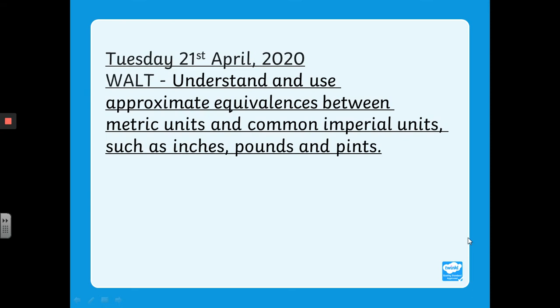Today's lesson is understand and use approximate equivalences between metric units and common imperial units, such as inches, pounds, and pints. All this while, we had been learning metric units. Now, today we will delve a little bit more into what imperial units are and how you can convert metric units into imperial units. Let's see.